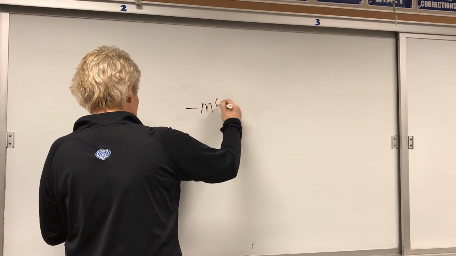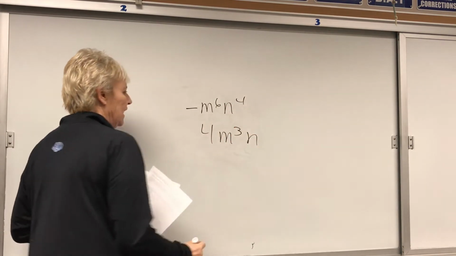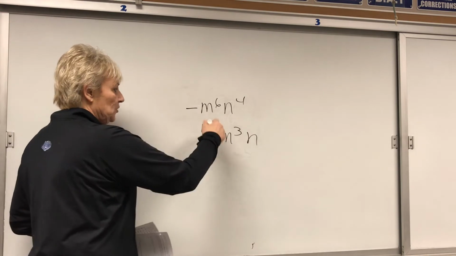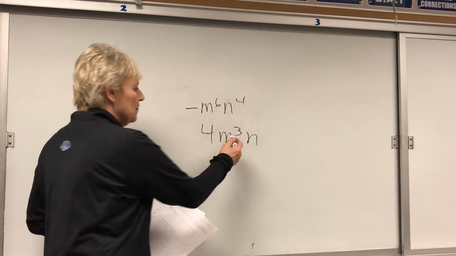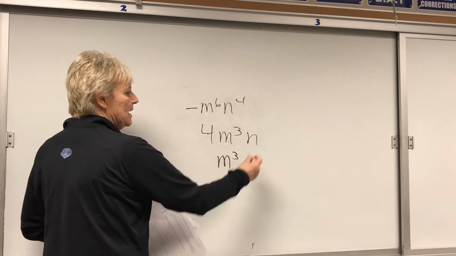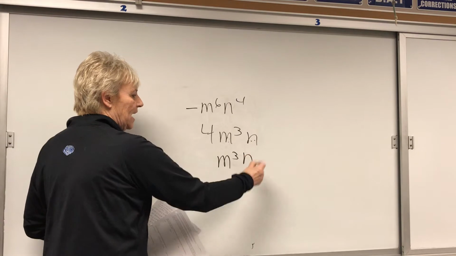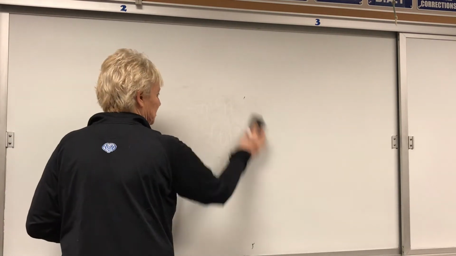Negative m to the 6th n to the 4th, 4m cubed times n. Okay, there's no number in common except for 1, but we're not going to need it. The most m's that they have in common is 3 of them, and the most n's they have in common is 1. And you know you're going to be using this information to factor.